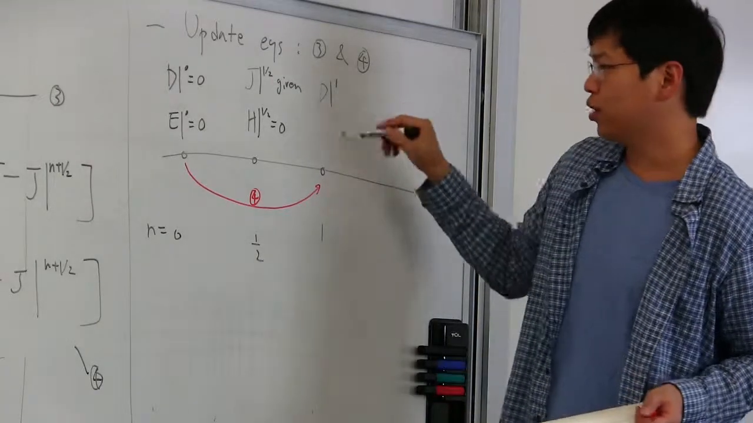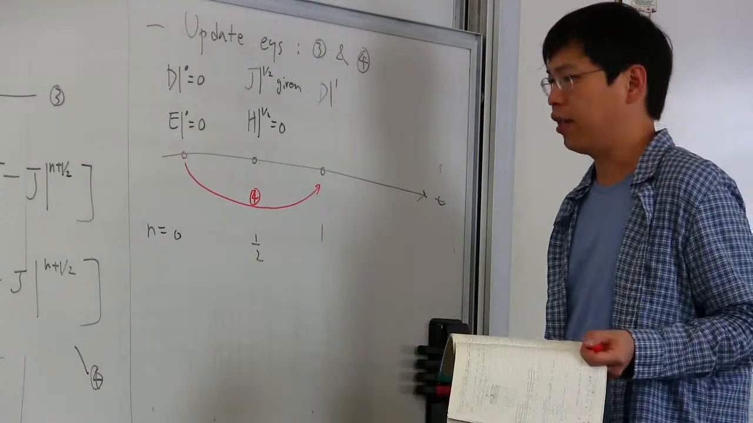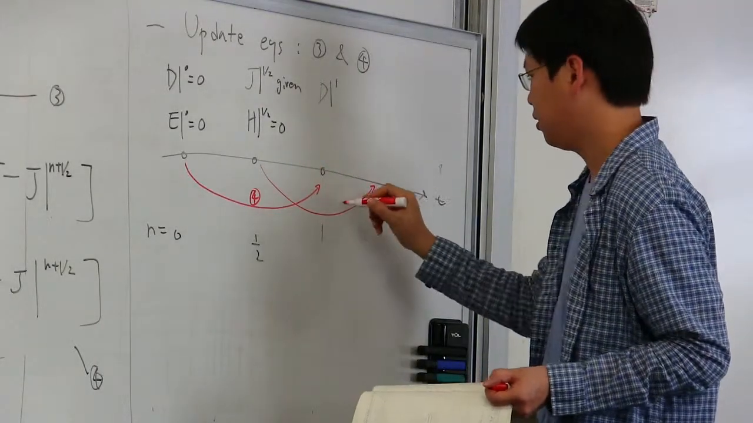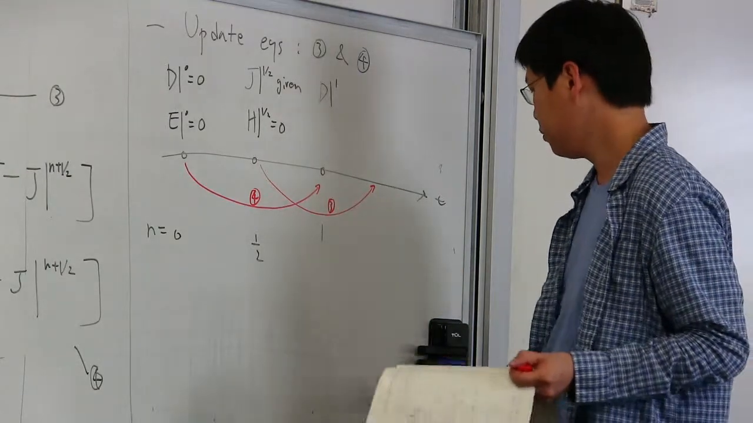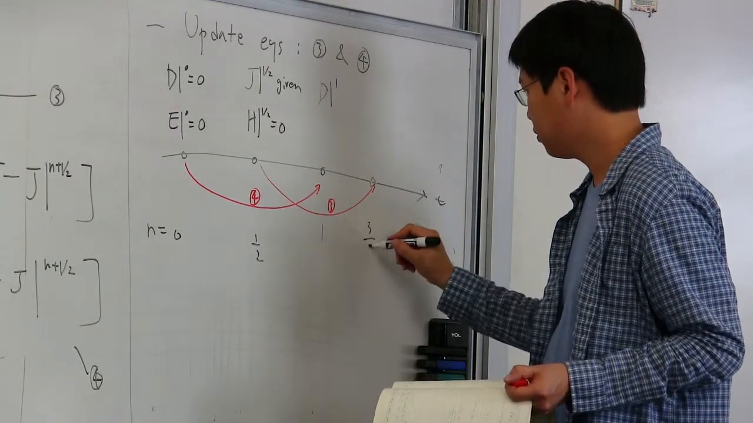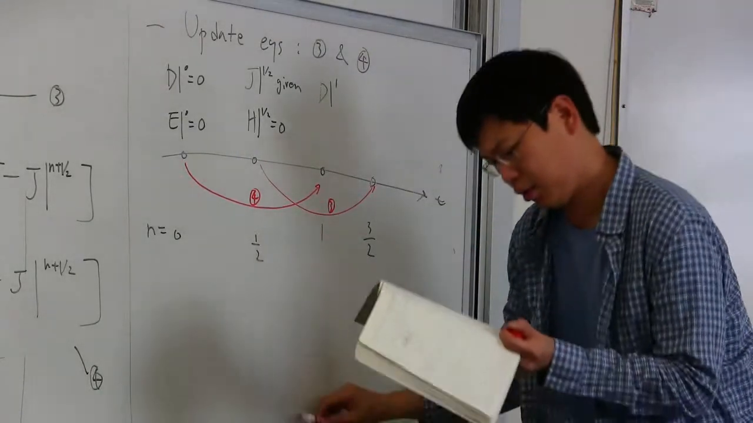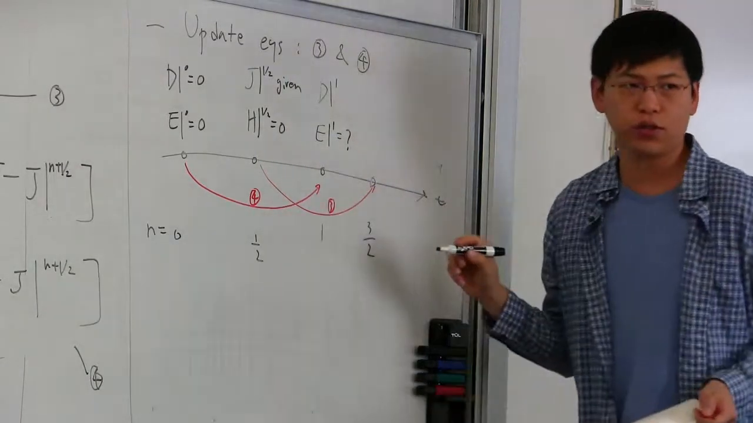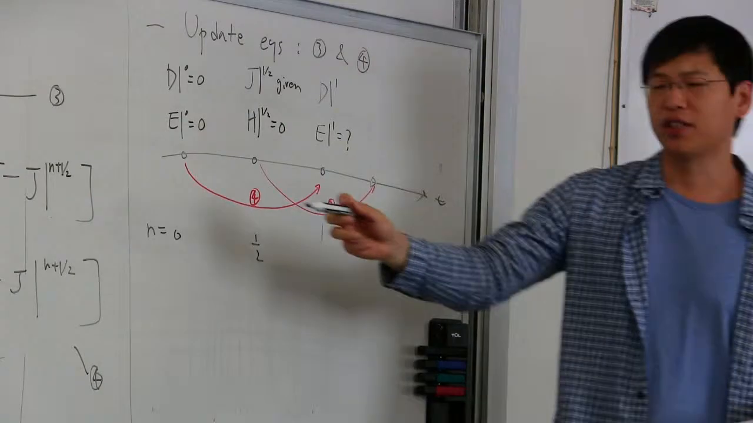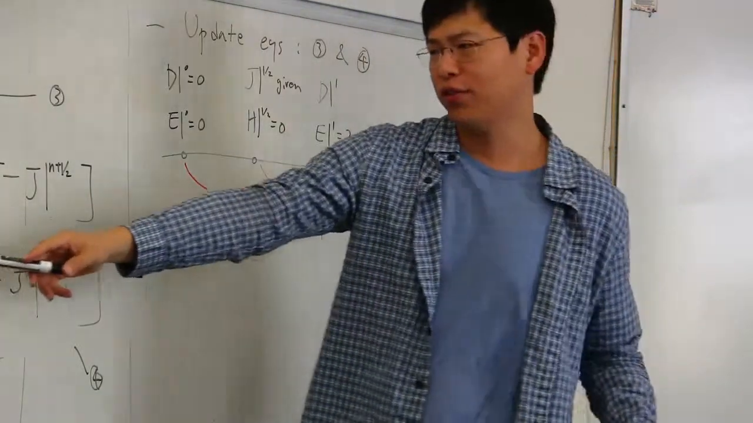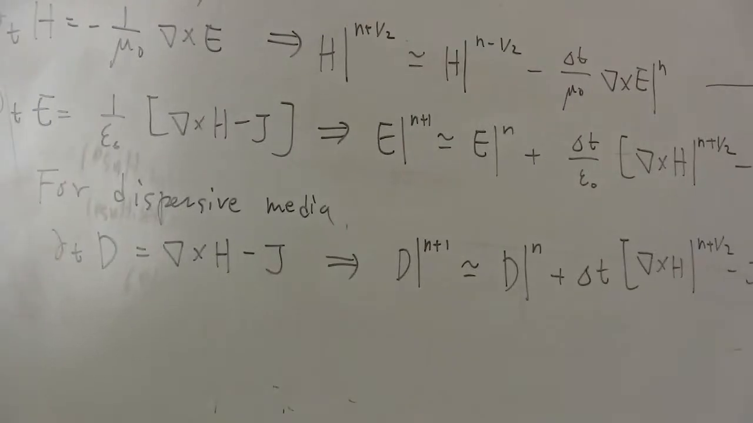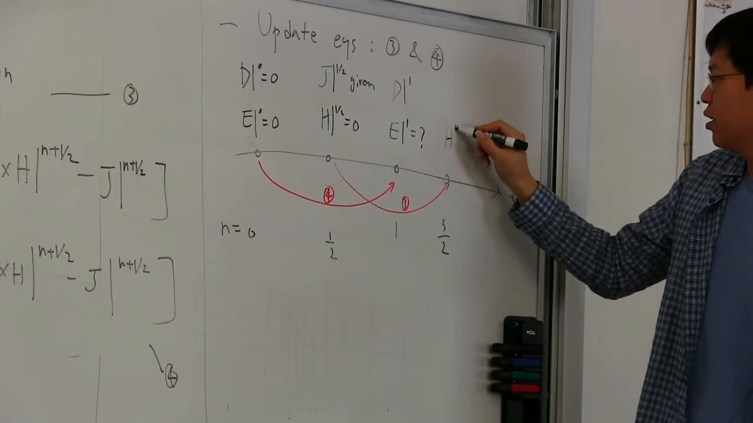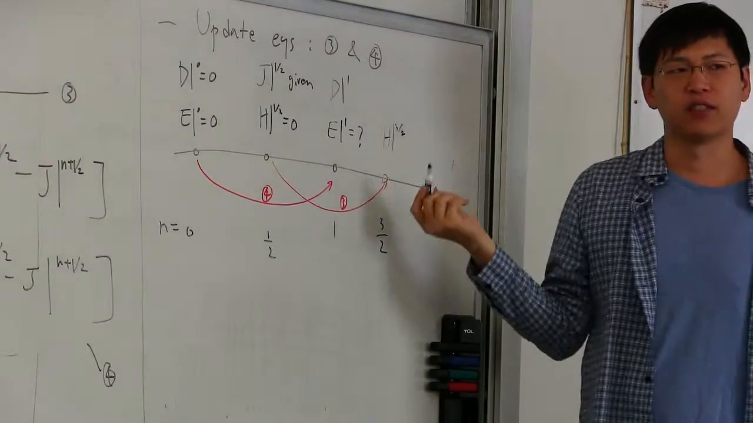And you want to use D at n equals 1 to update the H field. But here you don't have the E field. You don't know the E field at this point. So you updated the D field, but you haven't updated the E field, right? You don't know the E field at the same time step. So as a result, you cannot update the H field at this point.